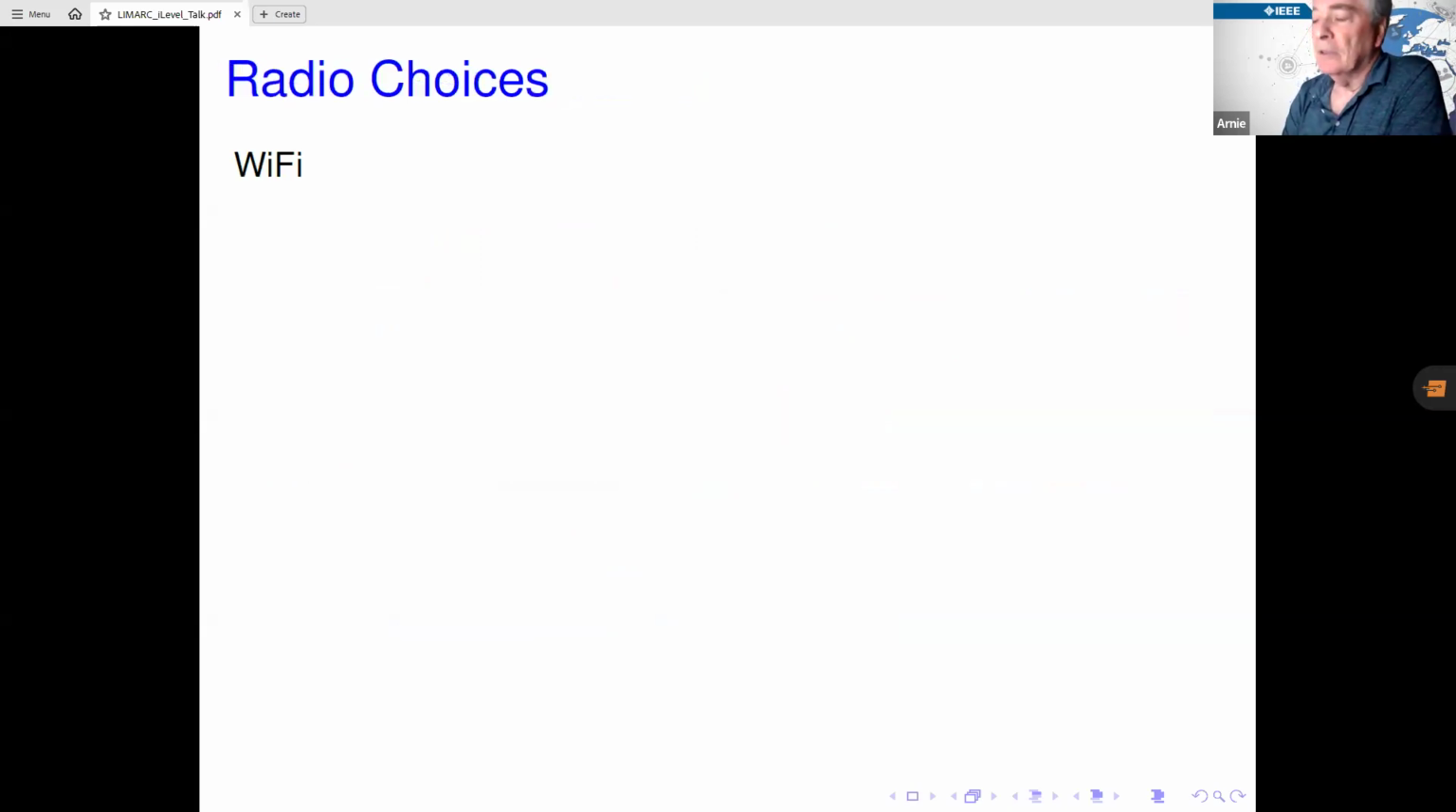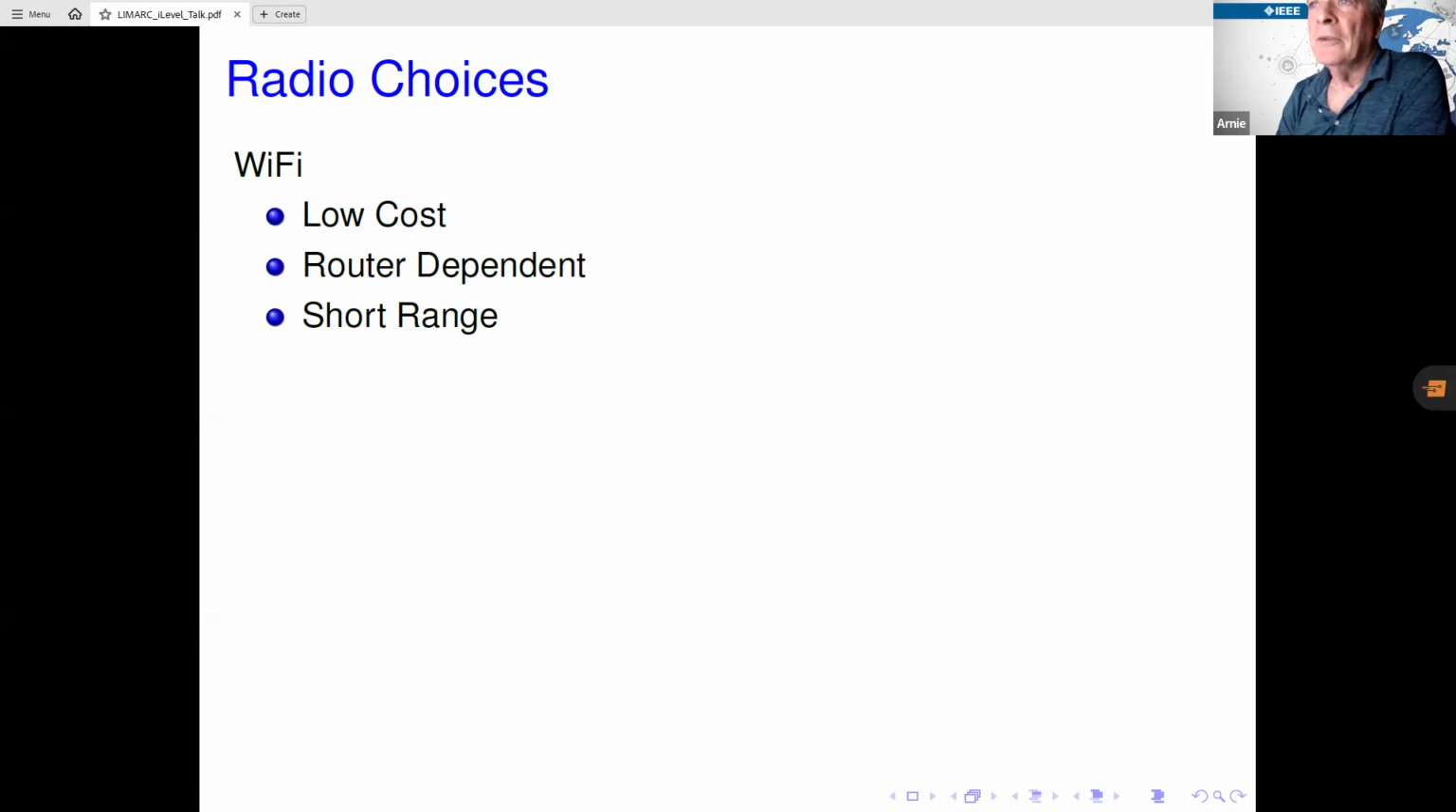Okay, so now that we have our sensor in place, how are we going to get the data up into the cloud or back to the eyeballs of the user? Wi-Fi is one option. We saw that on the Hall effect sensor device. That was the residential retail device. But it's dependent on the router, and it's got a short range.